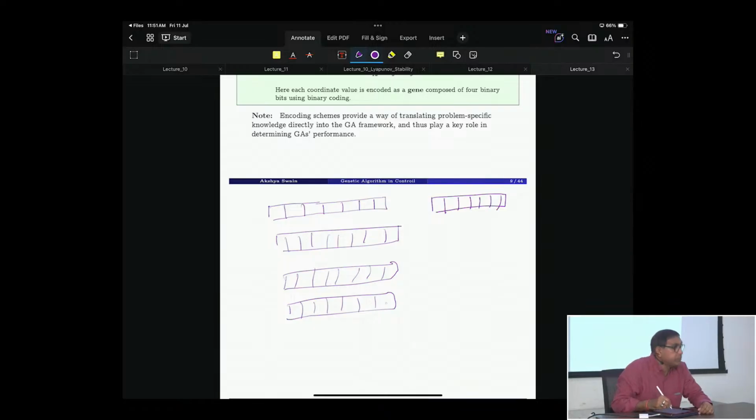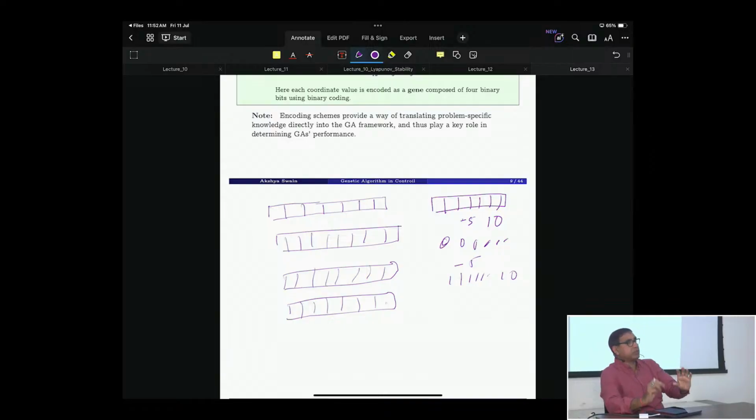If the range of the variable is, say, between minus 5 to plus 10, that means when this is all 0, 0, 0, 0, it is minus 5, and when it is 1, 1, 1, 1, it is plus 10. So that transformation has to be there, the range which you are giving. Otherwise, it has no meaning, right?